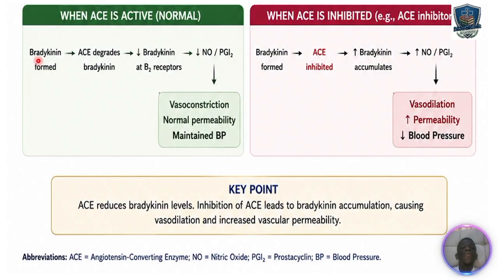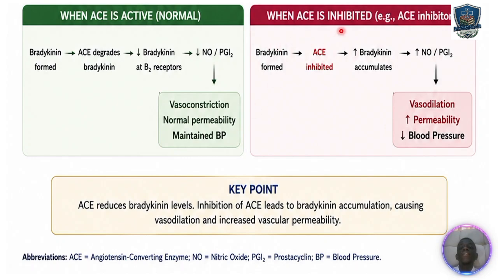But for today, just know that once bradykinin is formed, we have the ACE, the angiotensin converting enzyme. It always degrades bradykinin, and when that happens, there's a decreased bradykinin level, and also a decreased nitric oxide level and a decreased prostacyclin level. When this happens, there will be vasoconstriction, normal permeability and maintained BP. So from this, you have to know that bradykinin always leads to increased nitric oxide and prostacyclin.